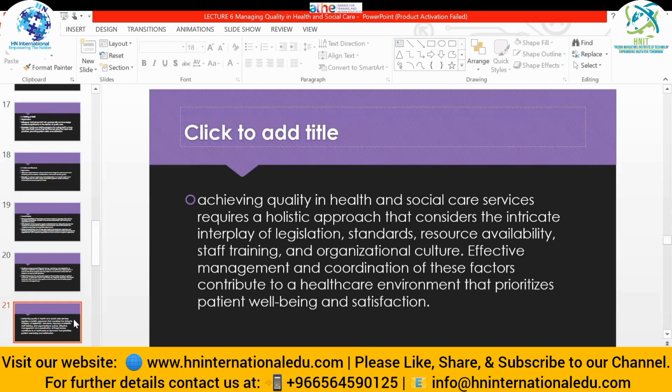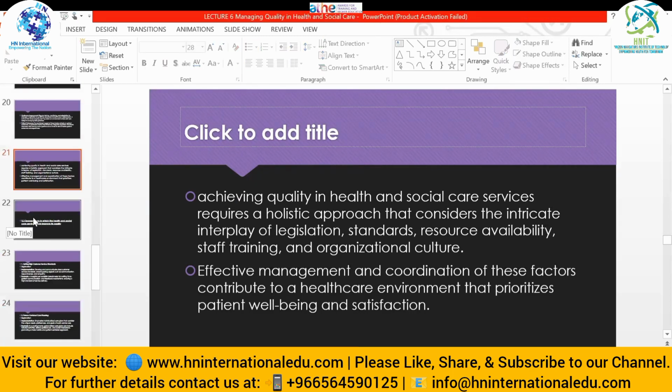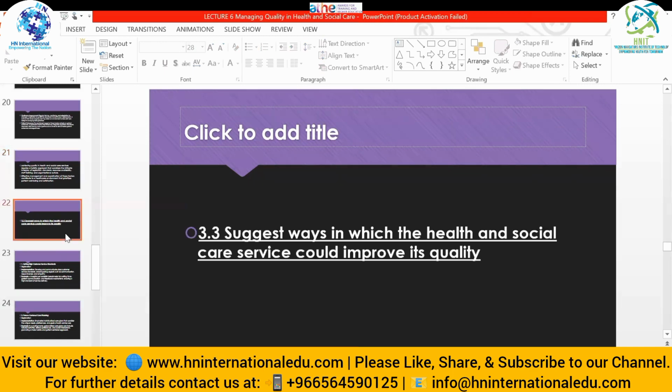Achieving quality in health and social care services requires a holistic approach that considers the intricate interplay of legislation, standards, resource availability, staff training, and organizational culture. Effective management and coordination of these factors contribute to a health environment that prioritizes patient well-being and satisfaction. So ultimately, the conclusion is, if we work upon each and every component stated, in the best condition of health for the patients, then everything is going to be smooth for both the doctor and the patient. In this way, you can increase the goodwill of your business, that is your hospital, and you're going to gain loyal customers as well.